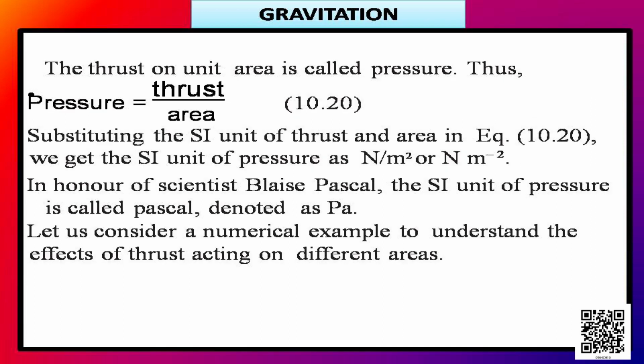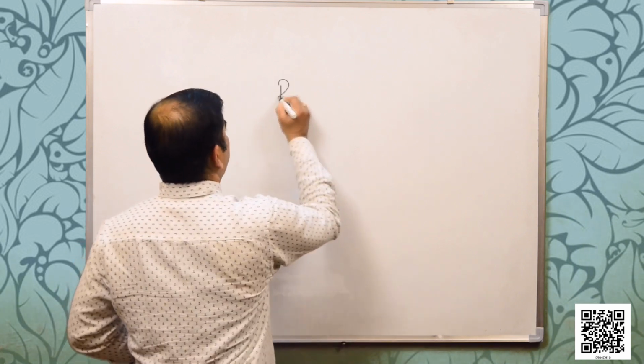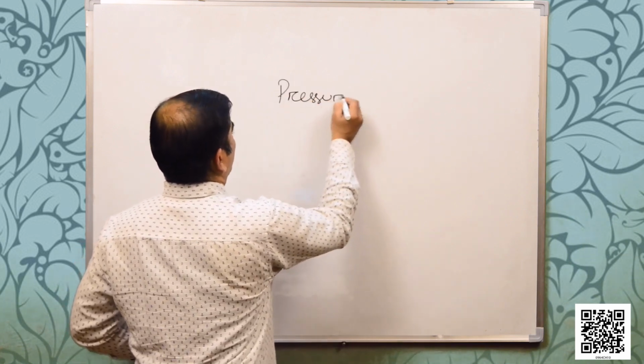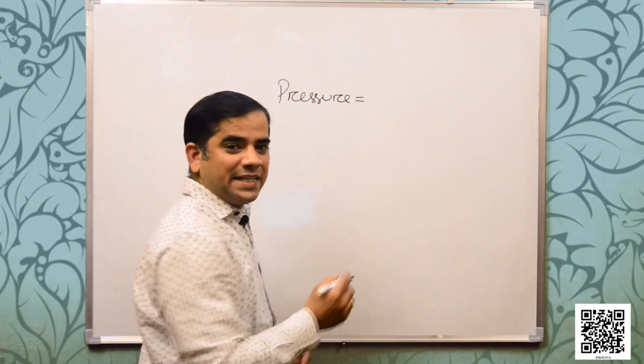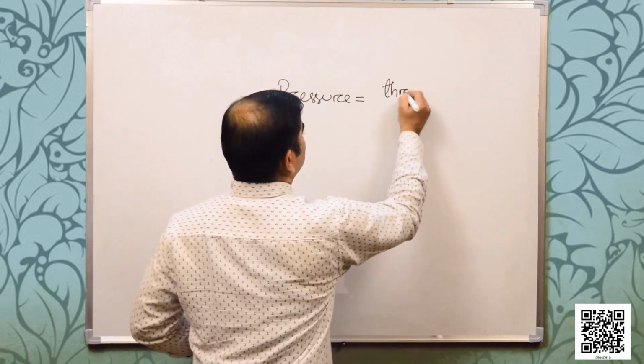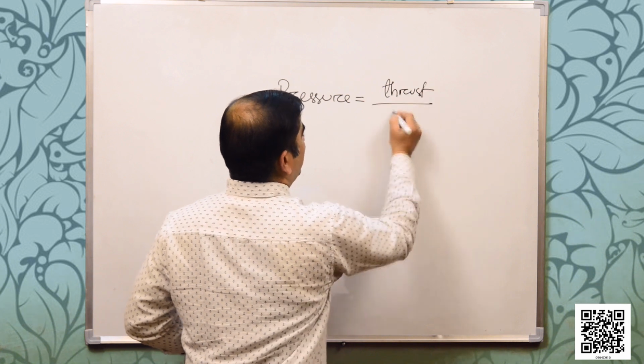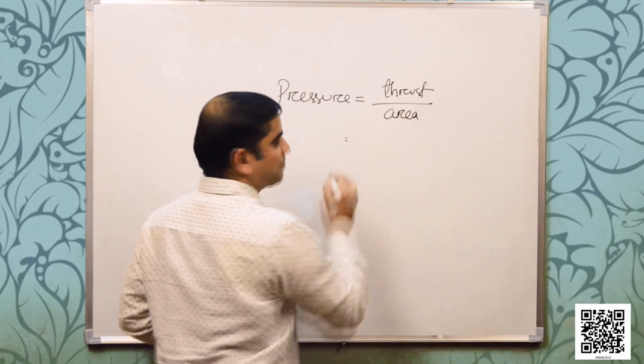The thrust on unit area is called pressure. Thus, pressure is thrust divided by area, or thrust per unit area. Substituting the SI unit of thrust and area, we get the SI unit of pressure as Newton per meter square. So, pressure is equal to thrust per unit area. Okay.